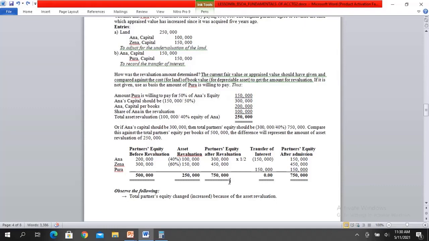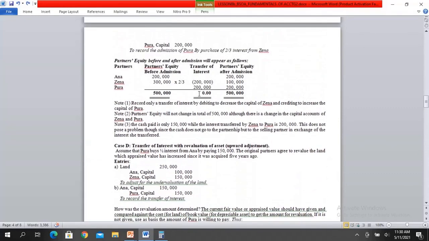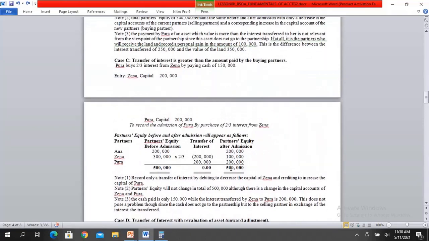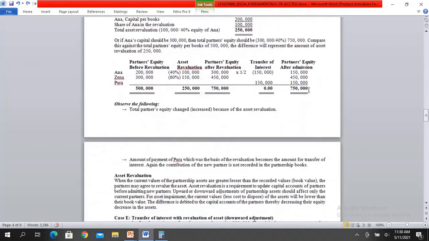Yung case letter D. So, observe the following daw. Sabi dyan, total partner equity change increase because of the asset revaluation. Kaya mag-i-increase lang yung total ng partner's equity kapag may asset revaluation. Pero titingnan nyo dito sa mga past na examples natin, hindi nagbago, di ba? 500,000, tapos 500,000 din dito. Dito, pag may asset revaluation na, doon pa lang magbabago yung partner's equity before and after admission. So, 500,000 naging 750,000 kasi may asset revaluation.